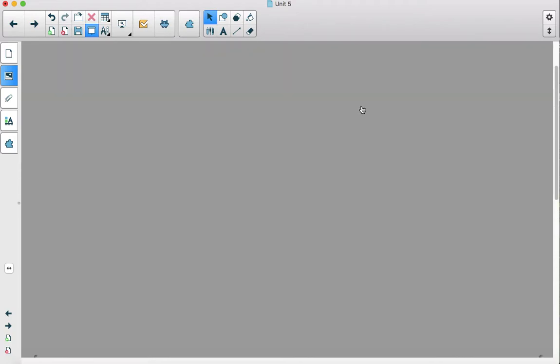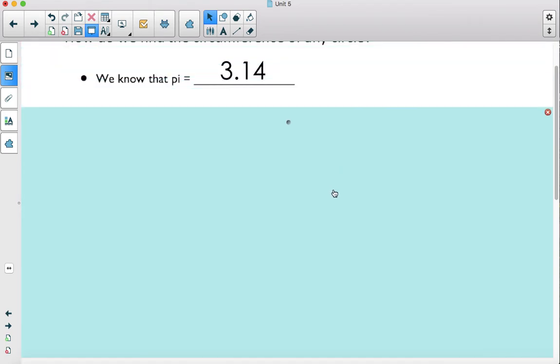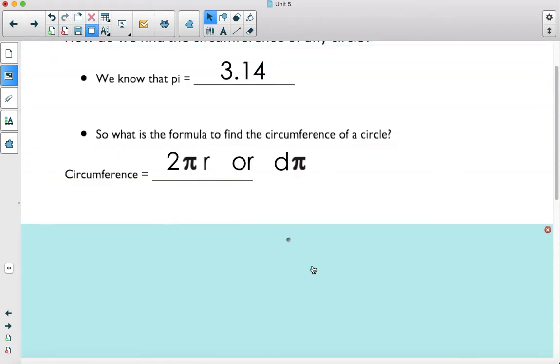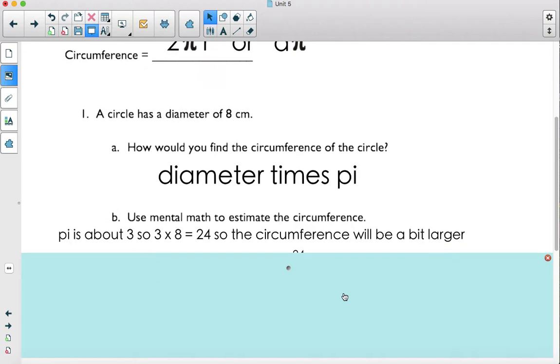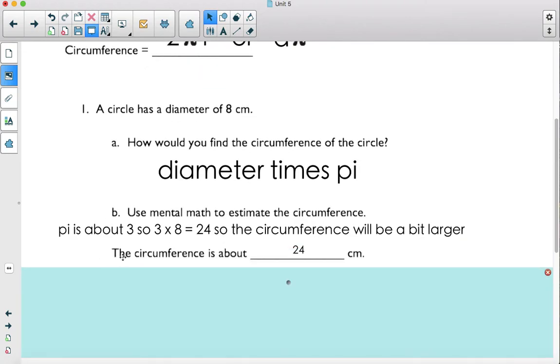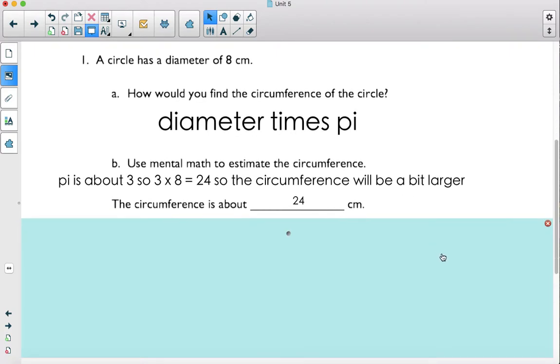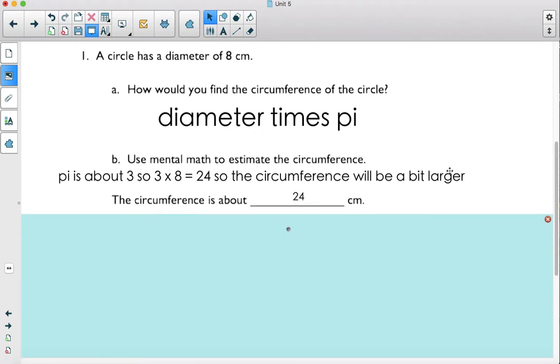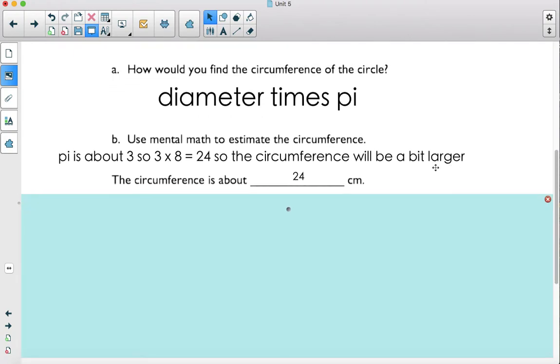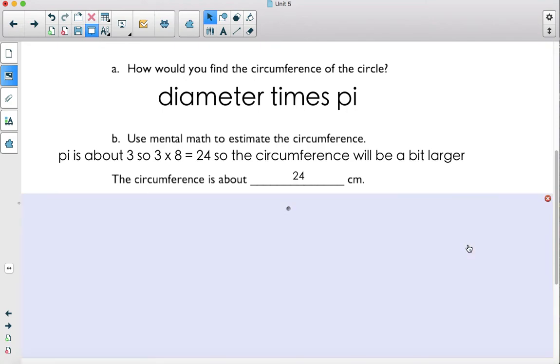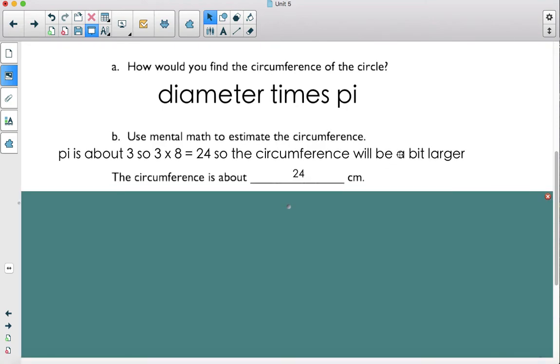So we know that the circumference is about 24 centimeters. Okay, so that's pretty general. And on this one we had to estimate, but we're going to practice finding an exact amount here in just a little bit.